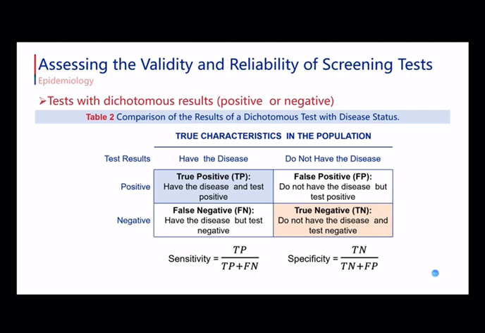Table 2 compares the results of a dichotomous test, results either positive or negative, with the actual disease status. Ideally, we would like all of the tested subjects to fall into the two cells shown in the upper left and lower right on the table. People with the disease who are correctly called positive by the test, true positives, and people without the disease who are correctly called negative by the test, true negatives. Unfortunately, such is rarely if ever the case. Some people who do not have the disease are erroneously called positive by the test, false positives. And some people with the disease are erroneously called negative, false negatives.